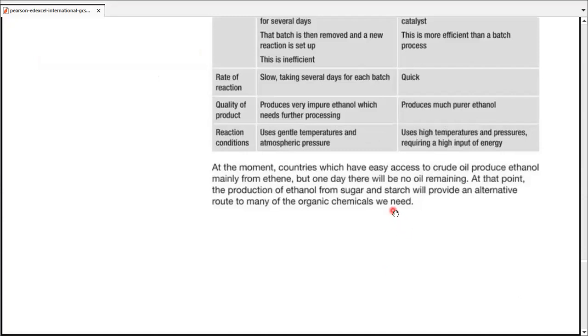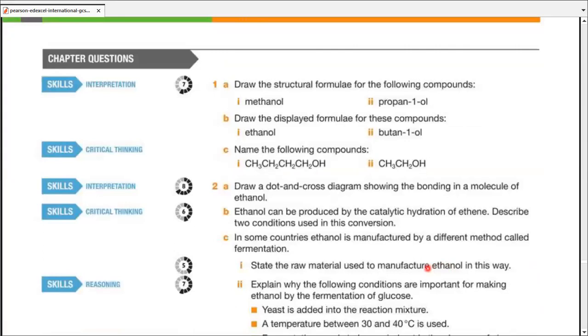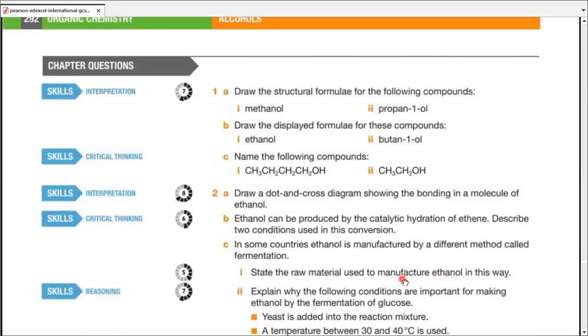So at the moment, many countries have easy access to crude oil. They can produce ethanol from ethene, but one day there won't be any oil, so this reaction will not be an option on the face of the planet, which actually ends this chapter.